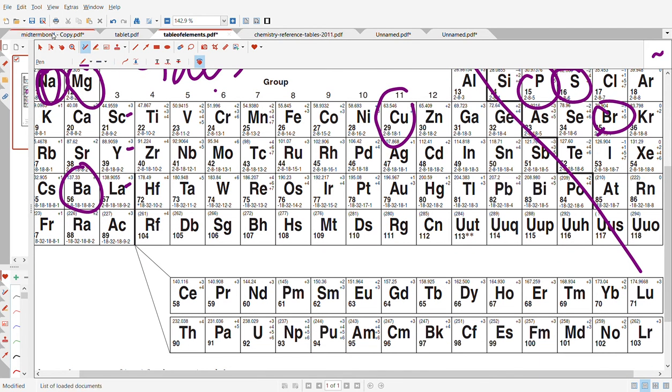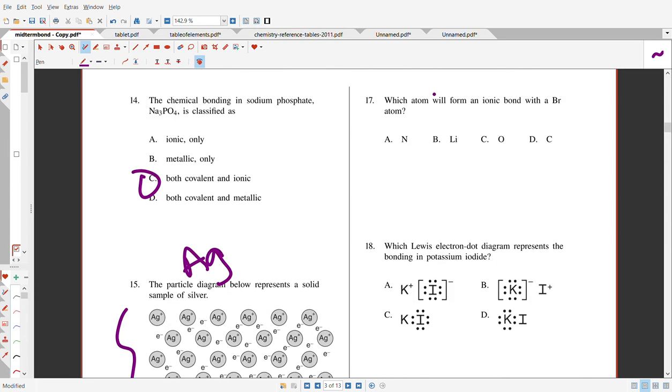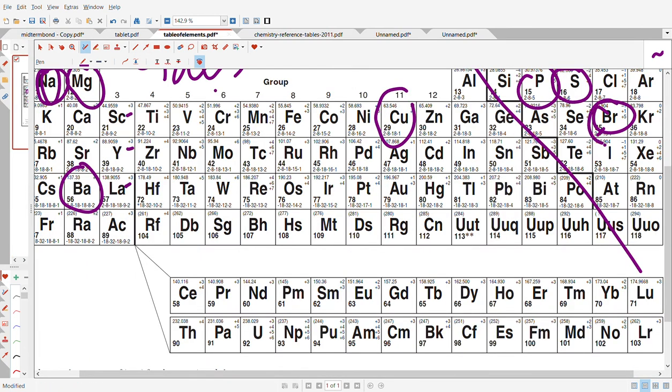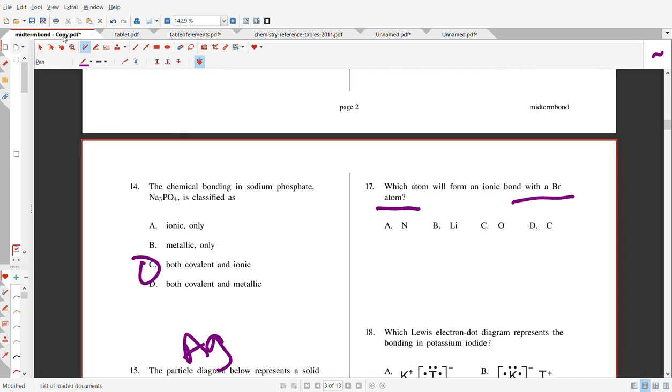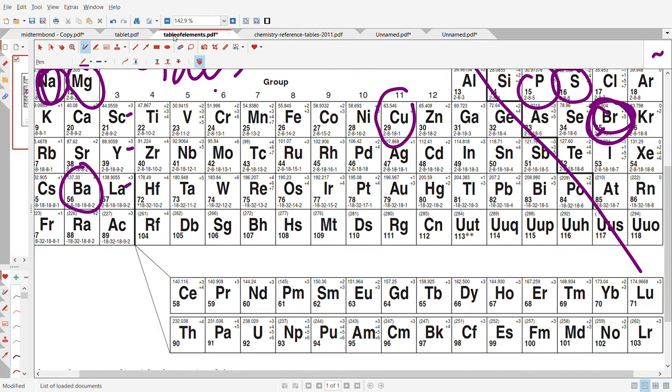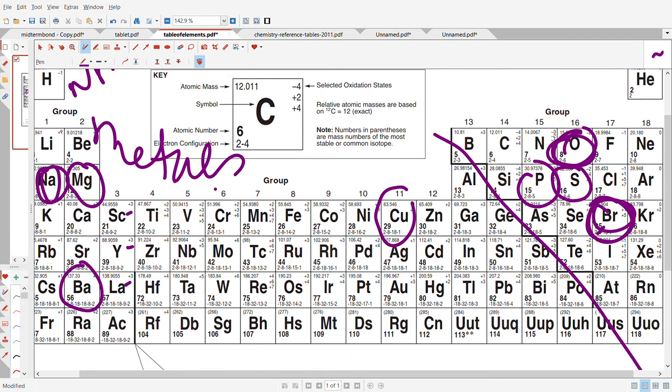Good? And then, who will form an ionic bond with Br? Well, let's see where Br is. Br is over here, so it's a non-metal. So we know ionic bonds is a metal and a non-metal. So we already have the non-metal, so you need a metal. So you need something to the left of the stairs. And Li, if you look, is over here to the left of the stairs.